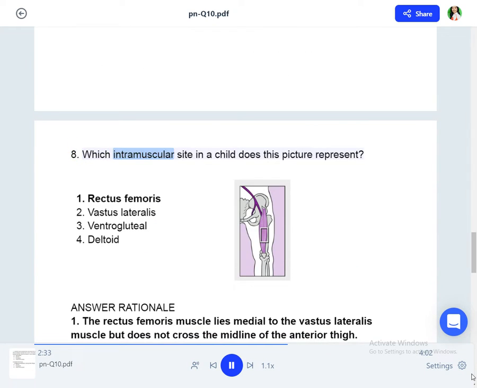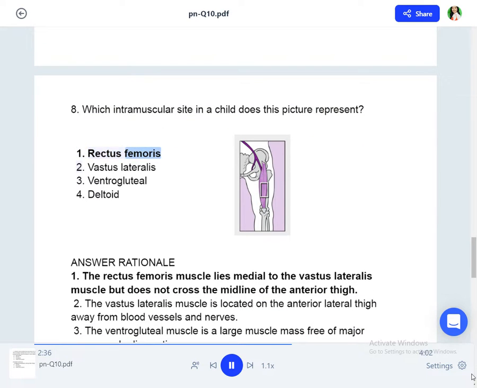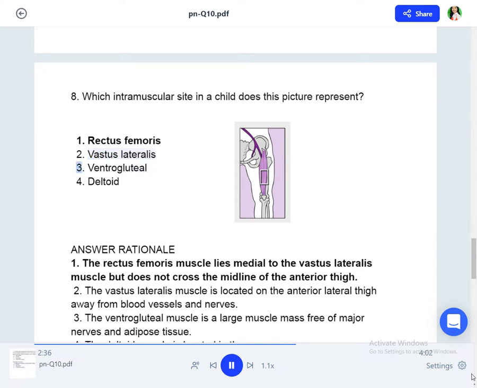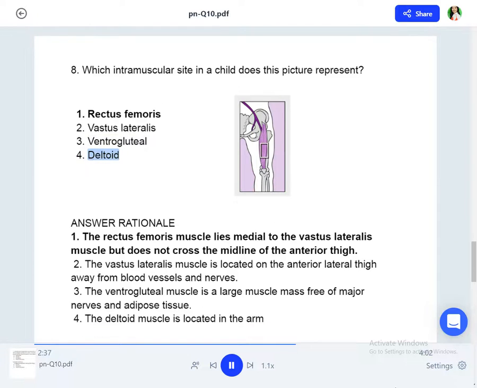8. Which intramuscular site in a child does this picture represent? 1. Rectus femoris. 2. Vastus lateralis. 3. Ventrogluteal. 4. Deltoid.